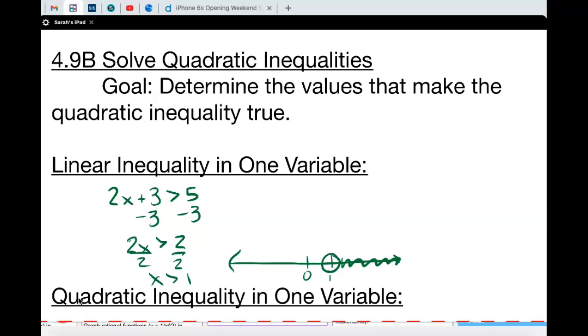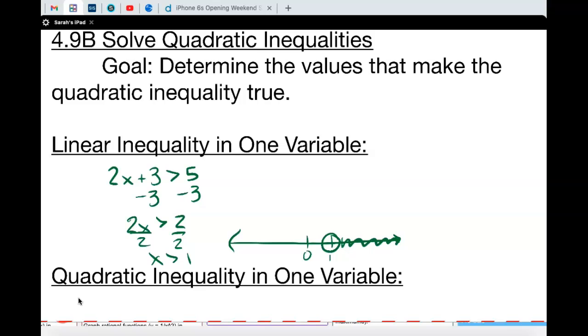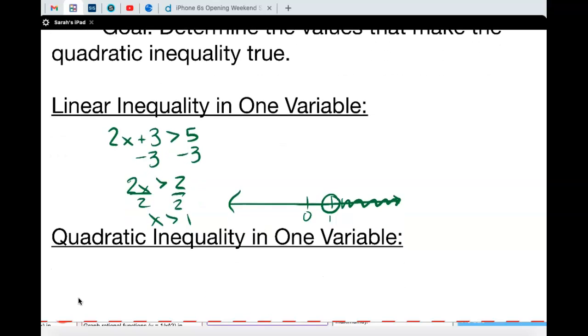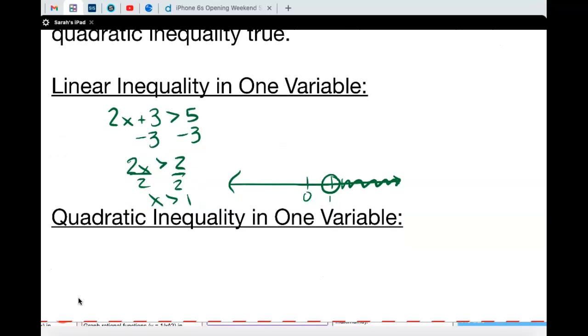Now we're just moving up in the world, making the problems quadratic. So we're going to be solving quadratics that look like this: x squared plus bx plus c greater than 0. So this is in general form. We're going to solve this on the left side, because we want to find our x value solutions, so that we can graph it on the number line and shade the correct region.